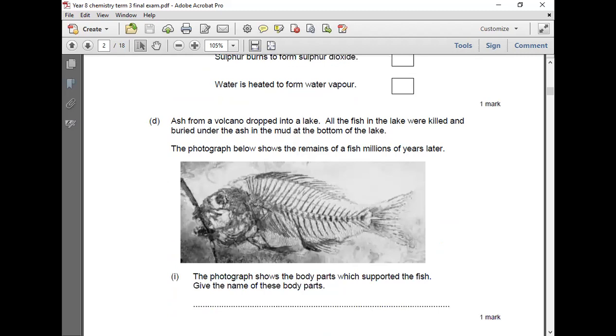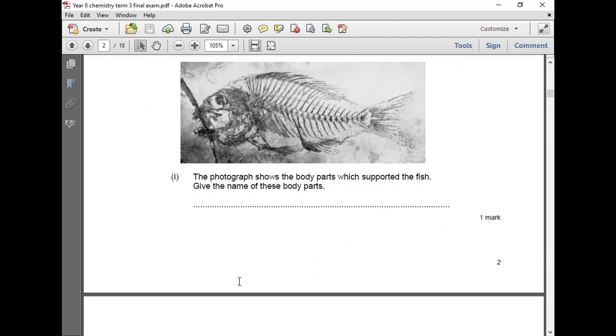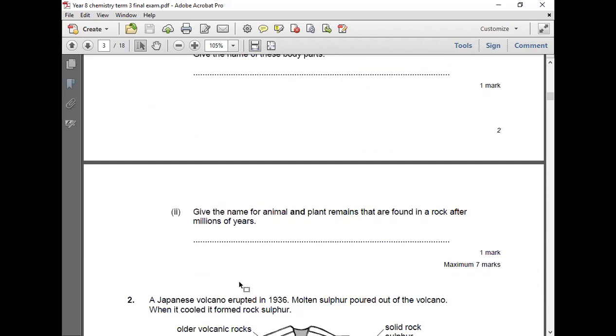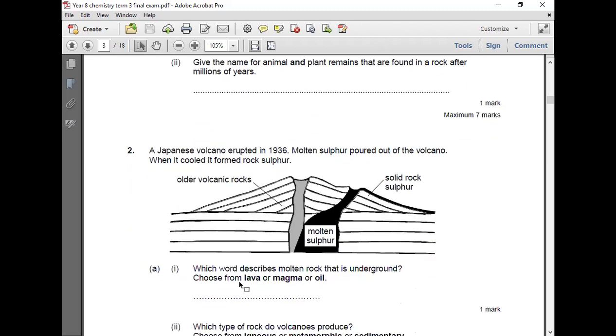Ash from a volcano dropped into a lake. All the fish in the lake were killed and buried under the ash in the mud at the bottom of the lake. The photograph below shows the remains of a fish millions of years later. The photograph shows the body parts which supported the fish. Give the name of these body parts. Give the name for animal and plant remains that are found in rock after millions of years.